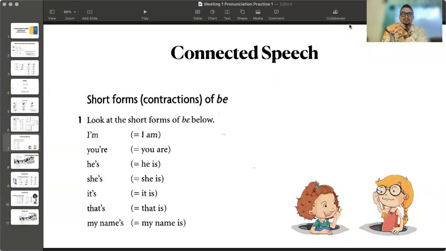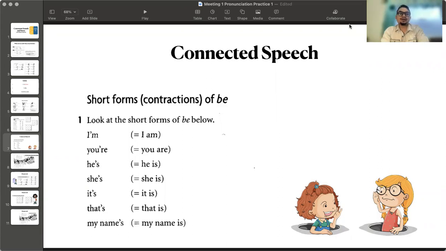Okay, friends, welcome back. Now we are going to talk about connected speech. This is very simple connected speech, okay? This is about short form contraction of be. What do you know about be? Be can be in terms of is, are, or am and sort of things, okay? So now let's have a look at the short forms of be below.